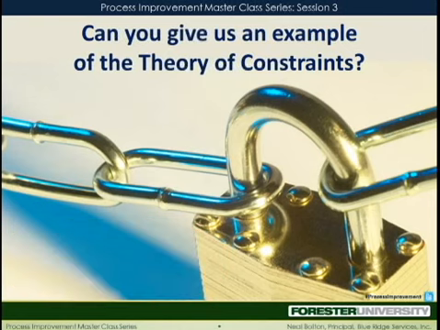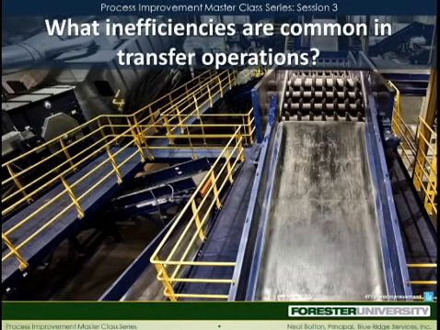The way to identify where a constraint is, is to look at each step in the process and identify the production rate of that particular step, and then find out where the lowest production rates are. Those will be your bottlenecks. Those are the constraints. Now, what inefficiencies are pretty common in transfer operations? Say, for how long would it take to implement a solution to that inefficiency as well?